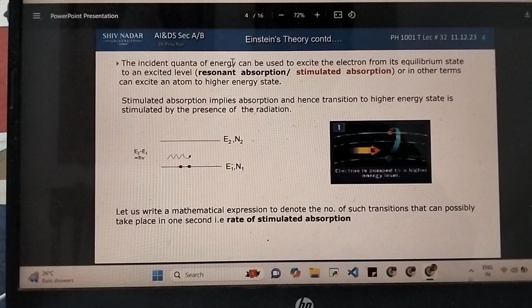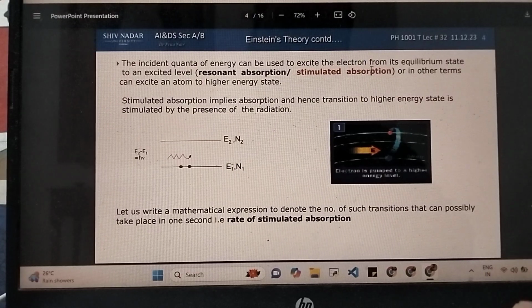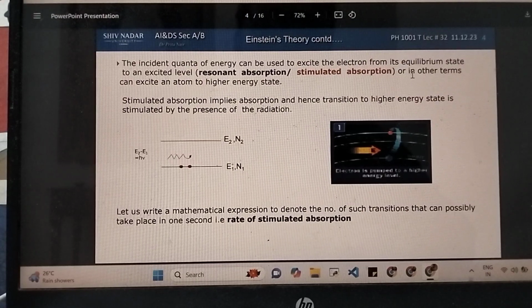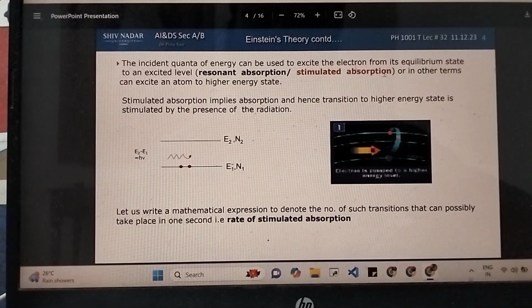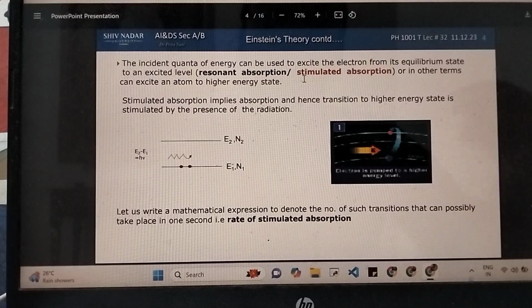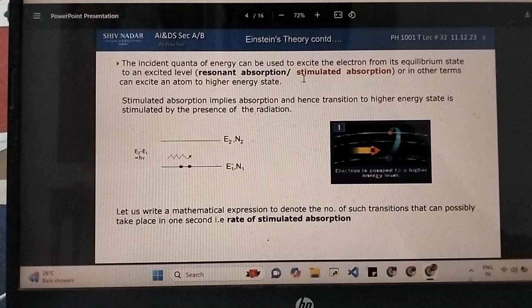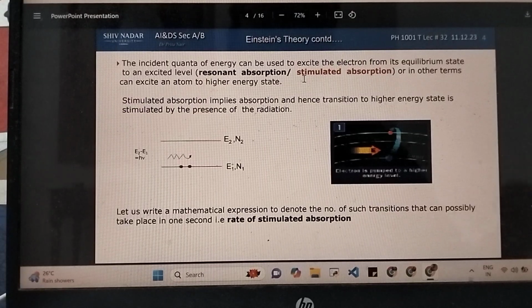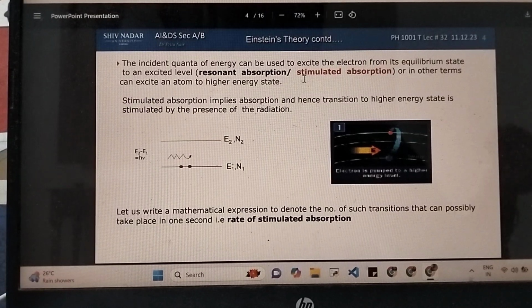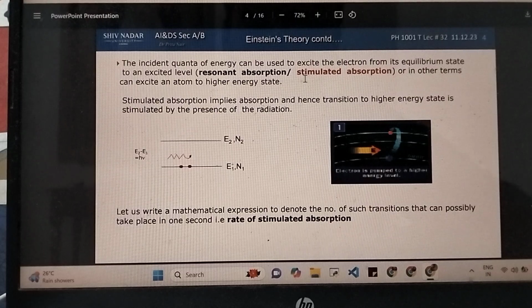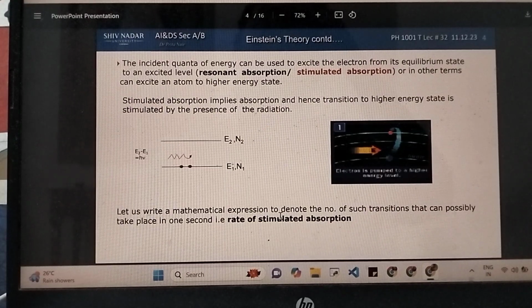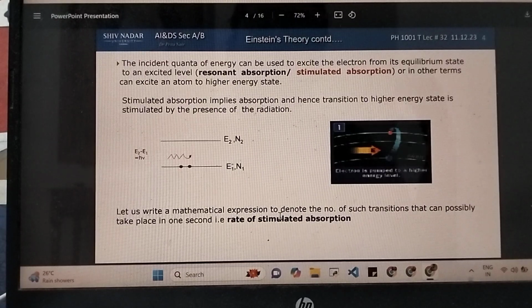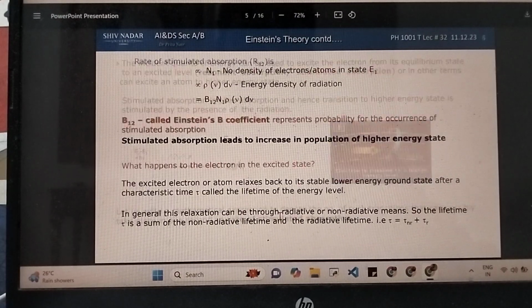So the incident quanta of energy excites the electron from its equilibrium state, that is the original state at which it was, the stable state, to an excited level. Because it is going from a lower level to a higher level, we call it absorption. And because this absorption is triggered, like I said, by some incident energy, we call it stimulated absorption. Now we are going to write a mathematical expression to denote the rate of stimulated absorption.